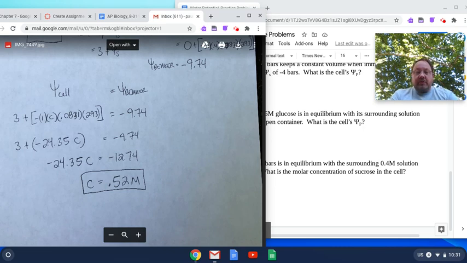If you're not there yet, no sweat. In class on Wednesday and Thursday, we're going to practice some more with this stuff and think about ramifications of water potential differences. So good luck.